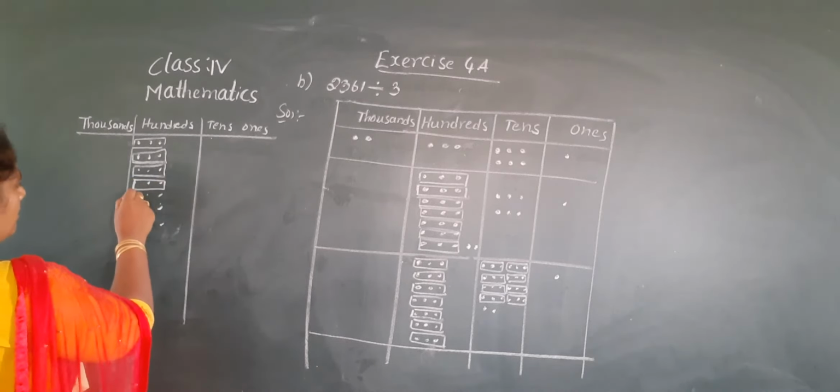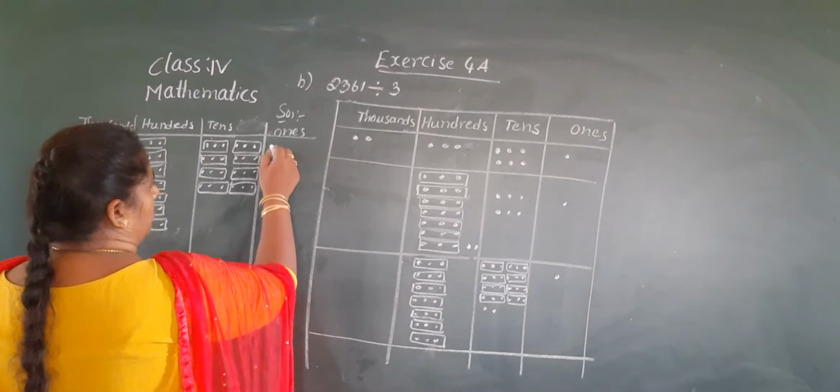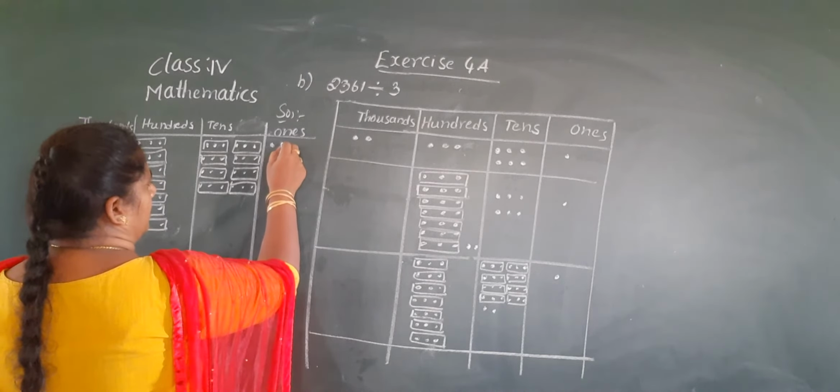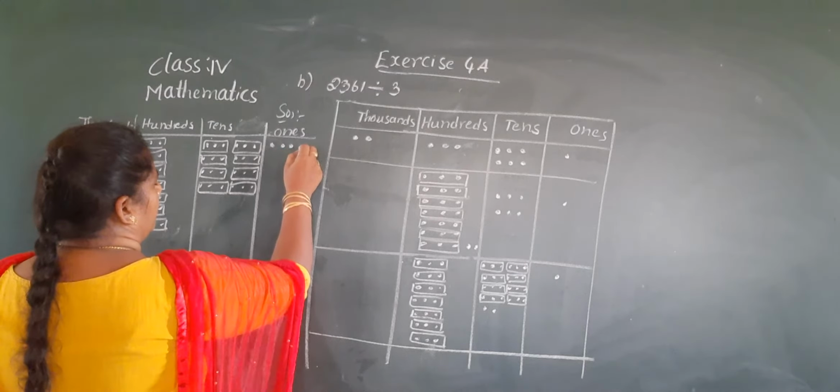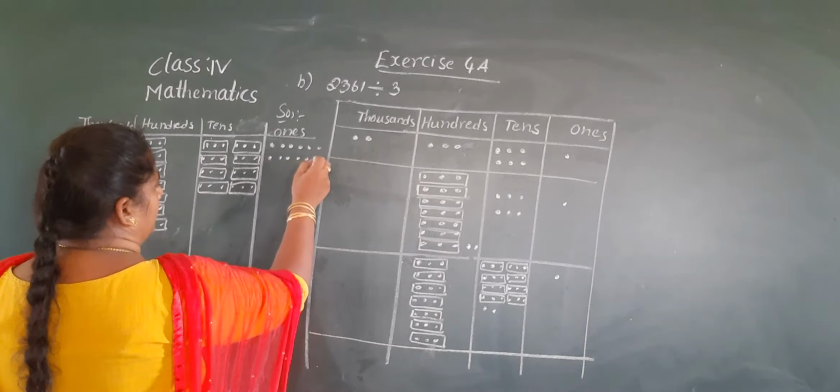Here already 8 groups, and we should carry these 2 dots to the ones. That means 20, 20 plus 1, 21. Come on, keep 21 dots here. 1, 2, 3, up to 21. Okay? Now make the groups of 3.